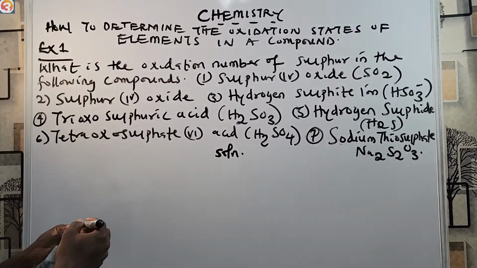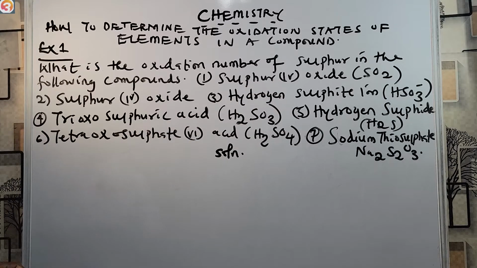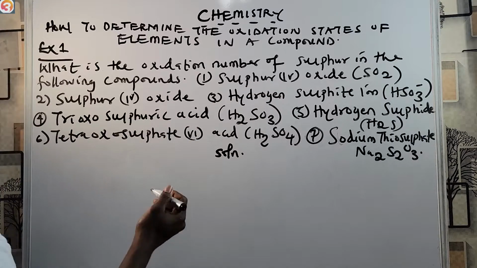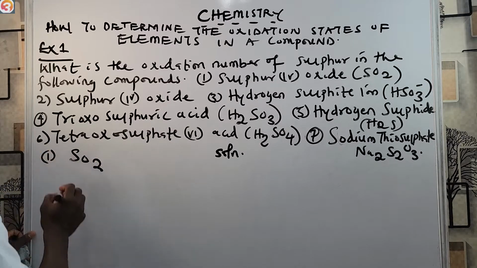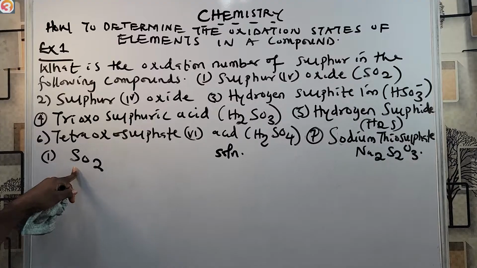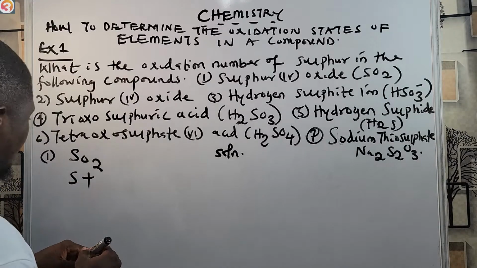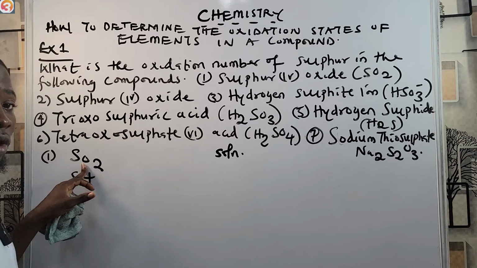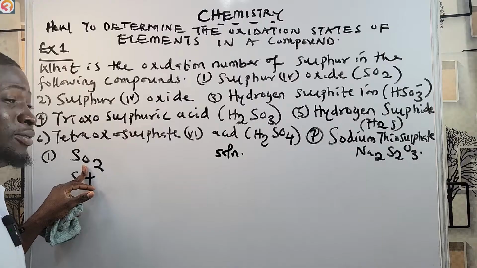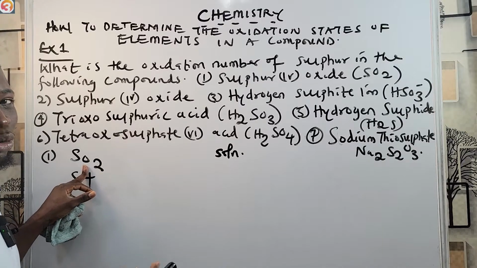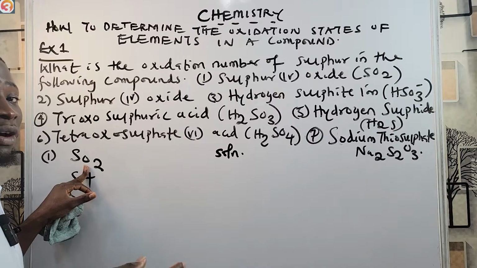So the first one, they said, what is the oxidation number of sulfur in sulfur 4 oxide? That is SO2. Now we're looking for sulfur, so you simply say S, then plus. Now when it comes to oxygen, what's the oxidation number of oxygen? The oxidation number of oxygen in almost all of its compounds is -2, except for peroxide, where it has an oxidation number of -1.